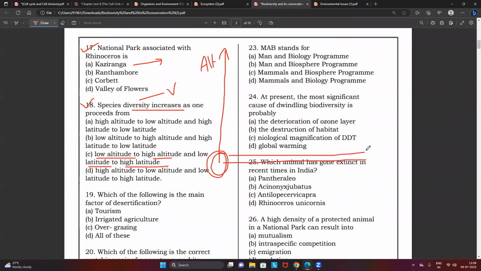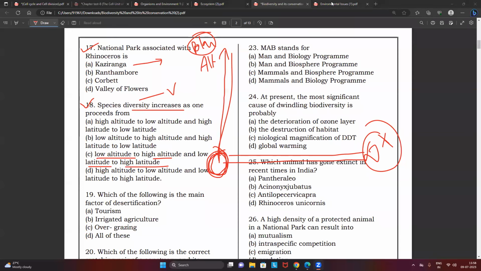If you go continuously like this, you will get the desert. You can't get any kind of population there. If you go up, you will get the polar or Arctic region. How will you get the population there? So you will get the population at a low altitude and, what we can say, low latitude. Only this is the point where we will get more species richness, which is called the diversity.